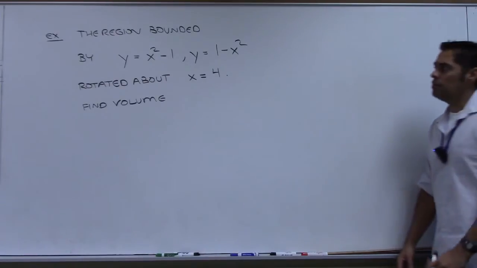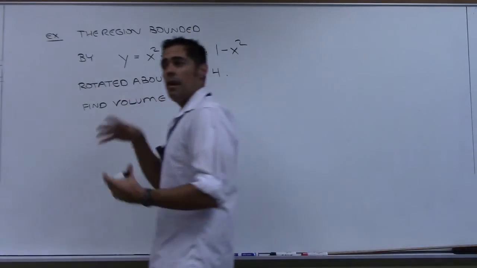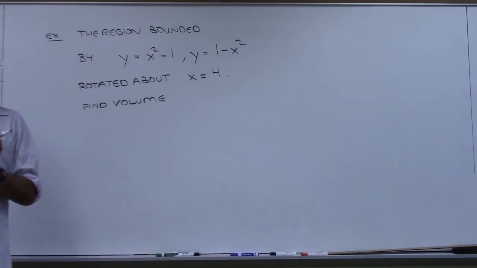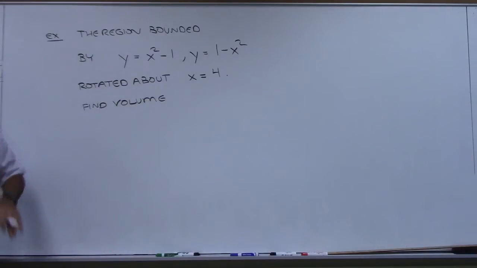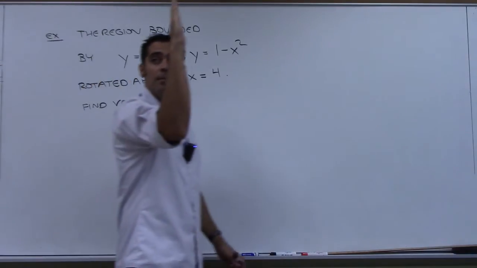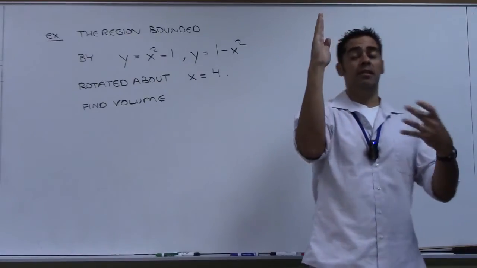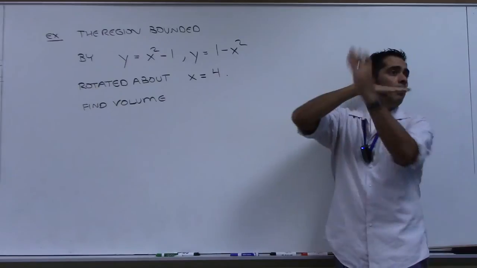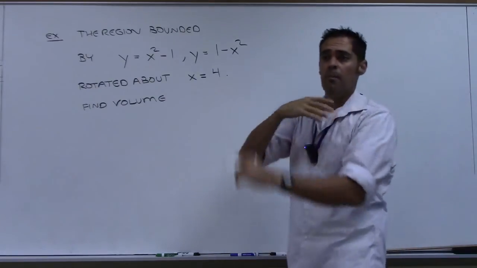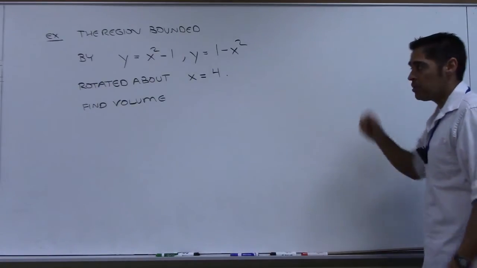So we have two parabolas, don't we? And we're going to take the region bounded by those two parabolas and wrap it around a vertical line x equals 4. In the past you thought, okay, if I'm ever going to wrap around a vertical line, I need to write these as functions of y so that I can get my rectangle to be perpendicular to my axis of rotation. But with shells, we don't need it. All right? So I'll start with the drawing.